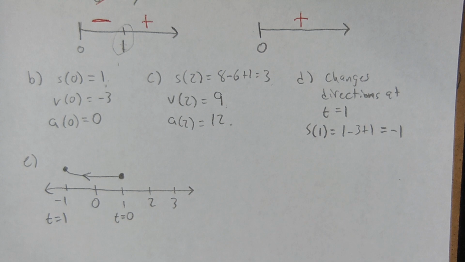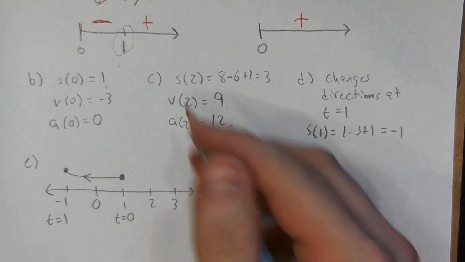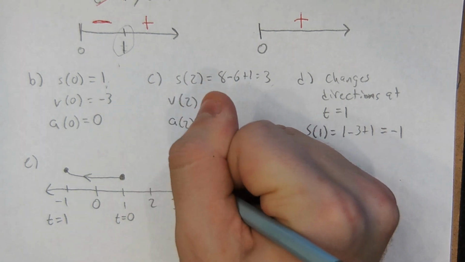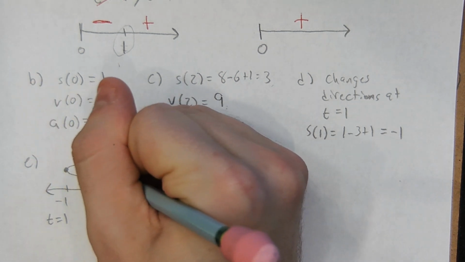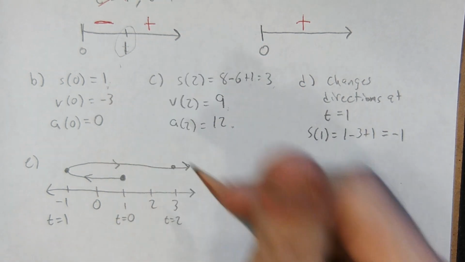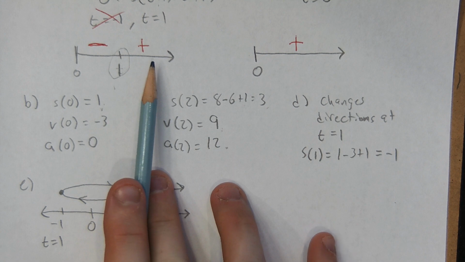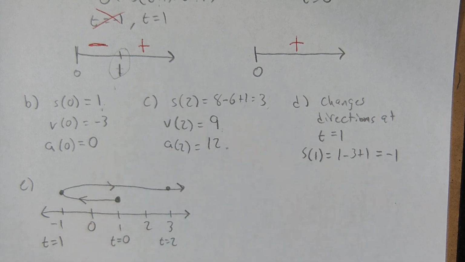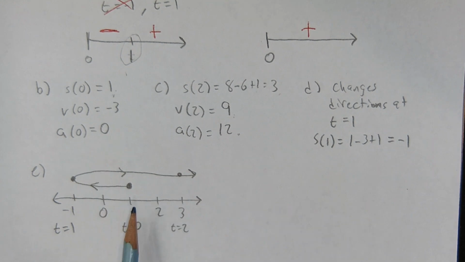The next time that mattered to us was time equals 2, because that's what we were told to plug in. At time equals 2, our position was positive 3. And we continue to head to the right forever after that. So that is our motion diagram. See, we didn't actually go up and down. What actually happened was the particle did this.